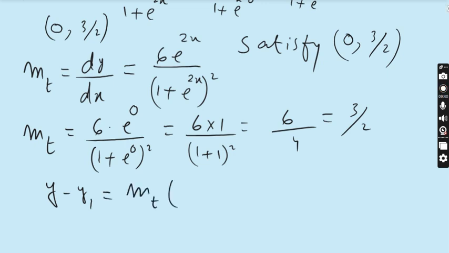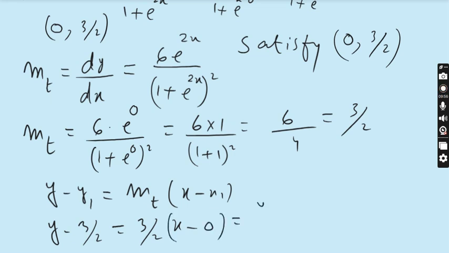Mt means the gradient of tangent. So y minus y1, y1 is 3 over 2, m we have found 3 upon 2, x minus x1, x1 is 0. So our final answer would be y minus 3 upon 2 is equal to 3 upon 2 into x, 3 upon 2x. This is the answer of part 2, the equation of tangent.